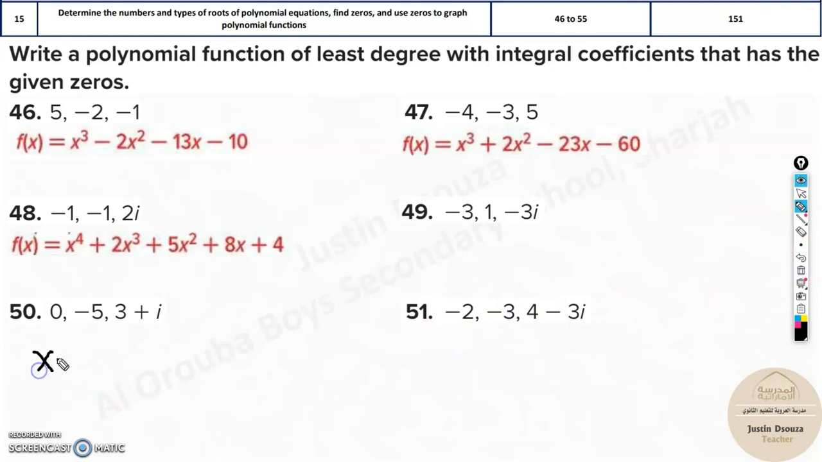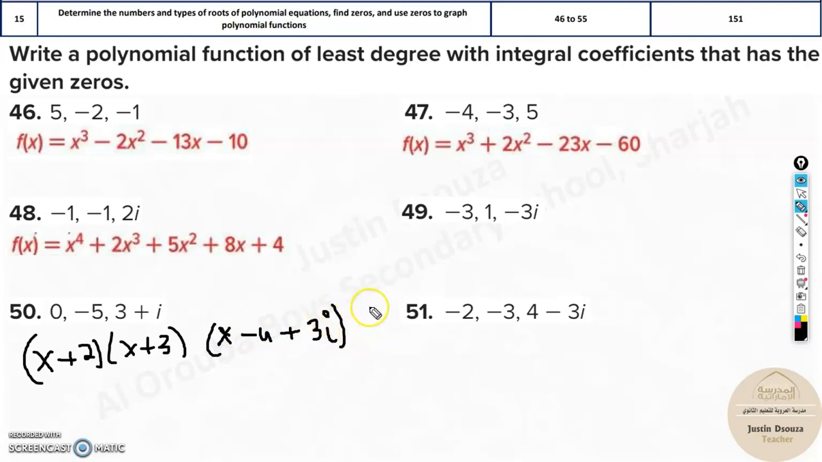So what you do is x plus 2, just change the sign, x plus 3, then we have x minus 4 plus 3i. The last term would be x minus, bring it to the minus 4 minus 3i, because only the i part changes its sign. Okay, so many terms, but don't worry, they're just the same.